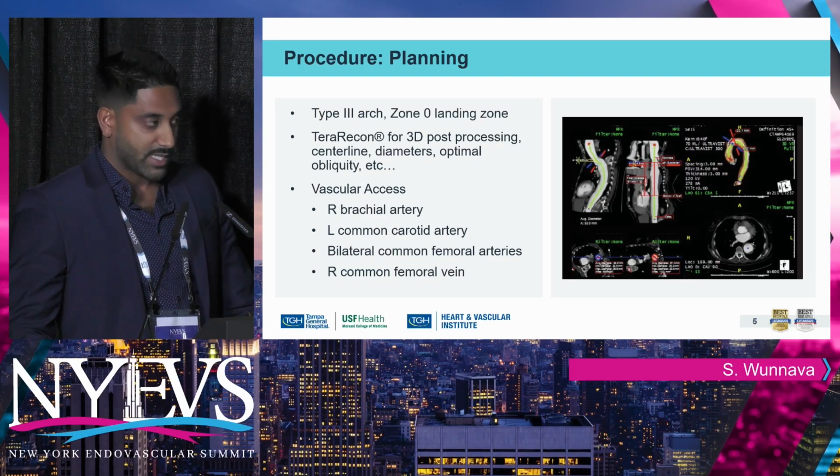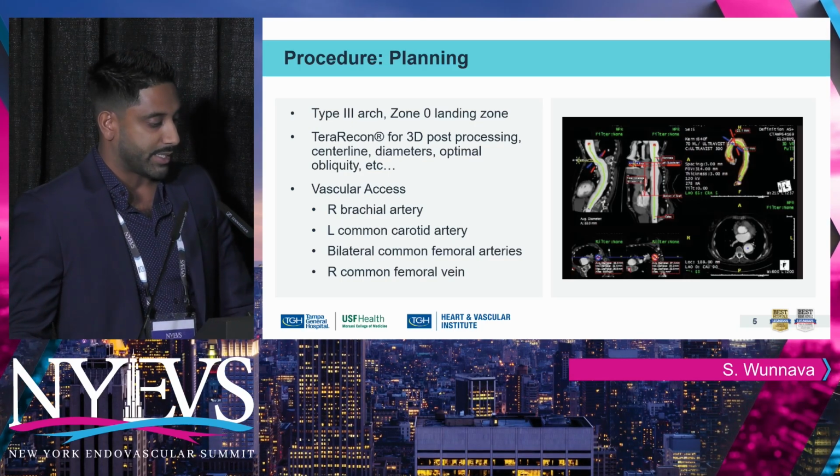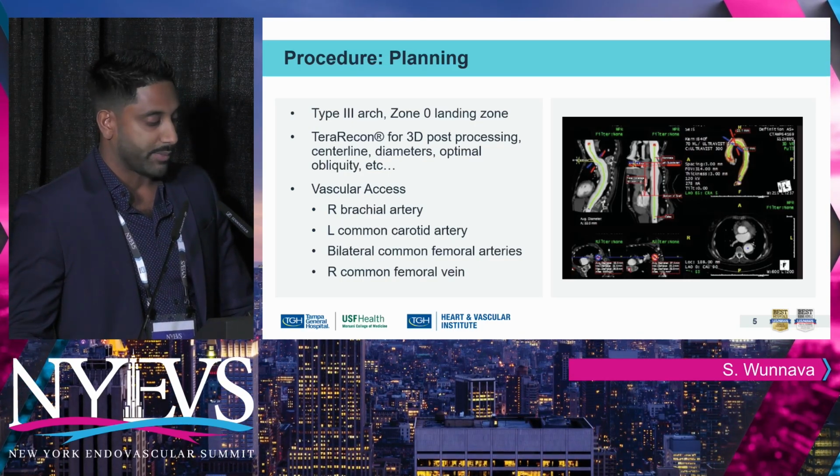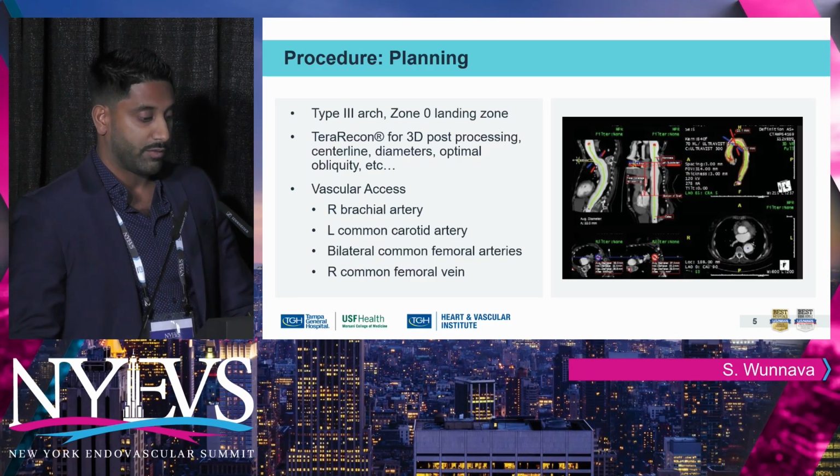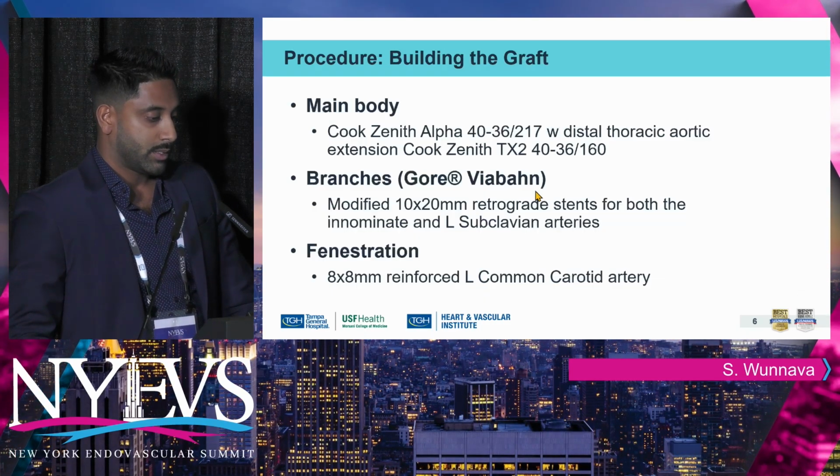Again, we also need to check our vascular access. Here we would need quite a bit. Here we accessed the right brachial, the left common carotid, both of the femoral arteries, and then the femoral vein as well for placement of a pacemaker.